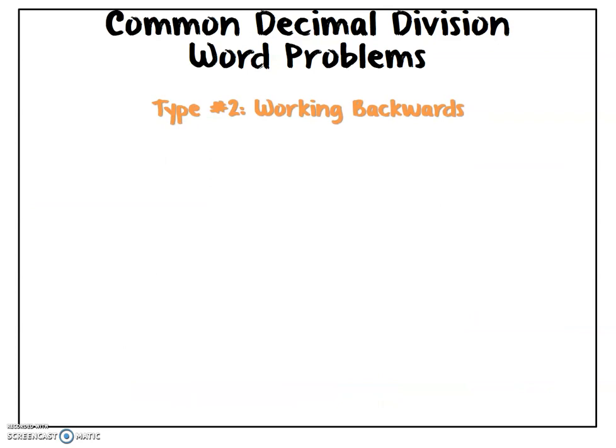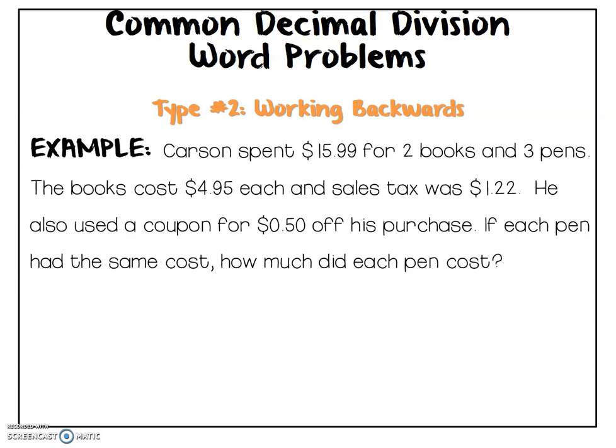This is a question where you need to work backwards. So let's take a look at this one and then we'll digest it line by line. This question says, Carson spent $15.99 for 2 books and 3 pens. The books cost $4.95 each, and sales tax was $1.22. He also used a coupon for 50 cents off his purchase. If each pen had the same cost, how much did each pen cost?